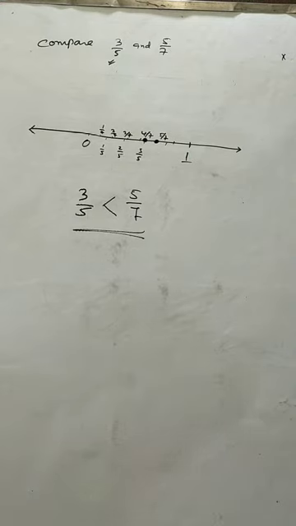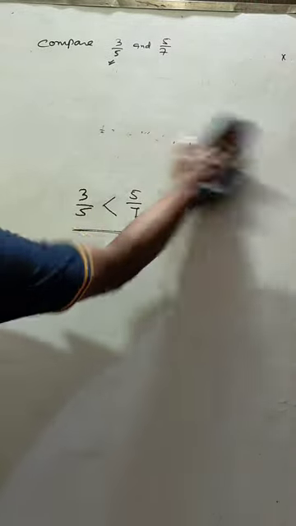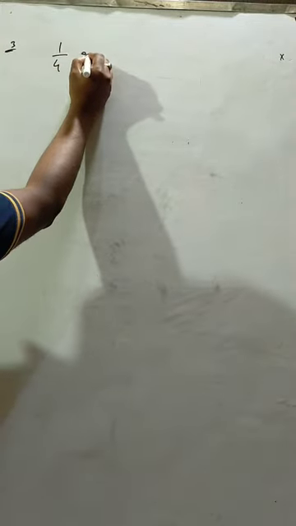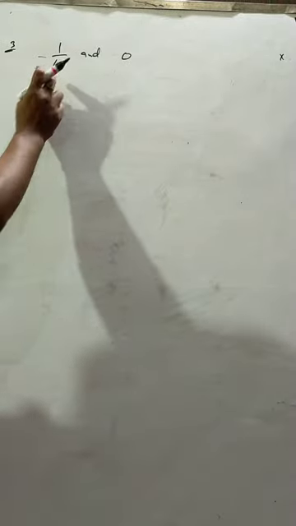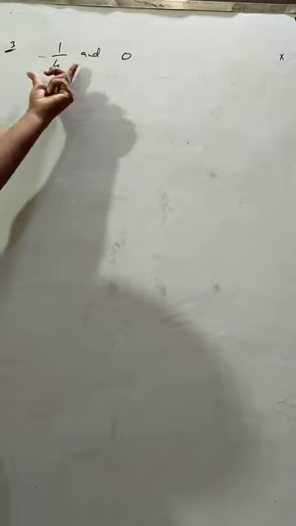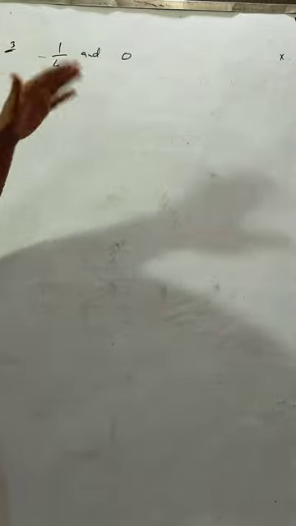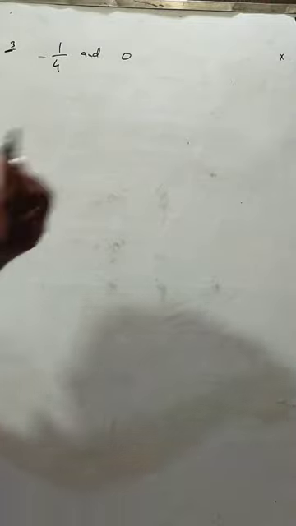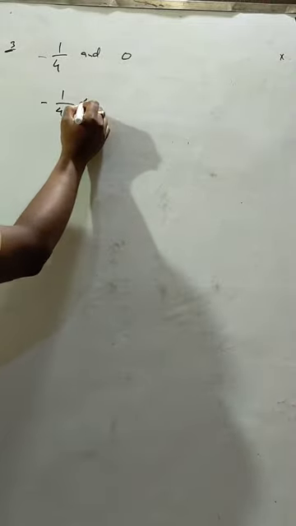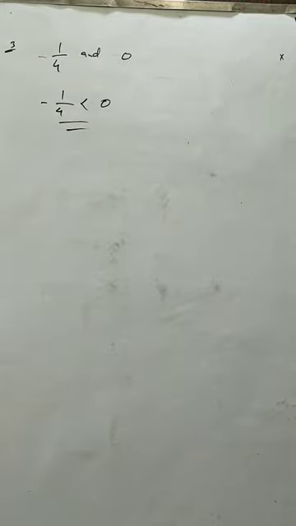Next, question number 3. We will compare rational numbers but without using a number line. How? We have to compare the rational numbers without using a number line. See, the first question is minus 1 by 4 and 0. This is a negative number and this is 0, and we know all negative numbers are smaller than 0. So it is very easy to compare. Minus 1 by 4 is smaller than 0. So no need to solve it.